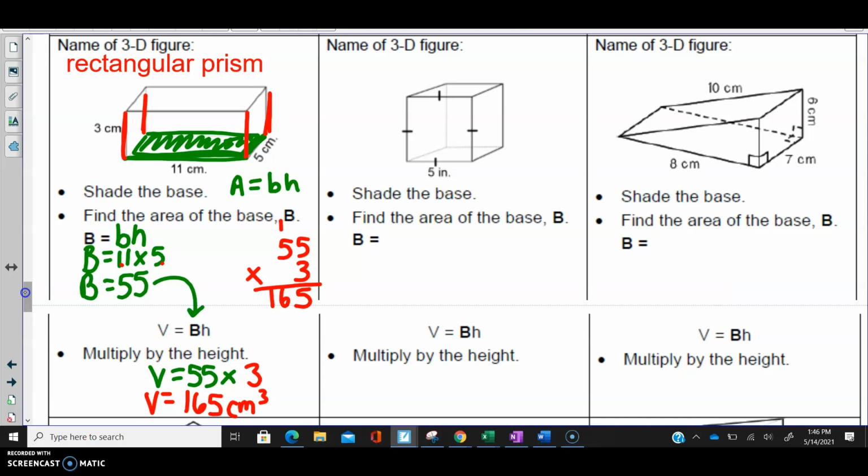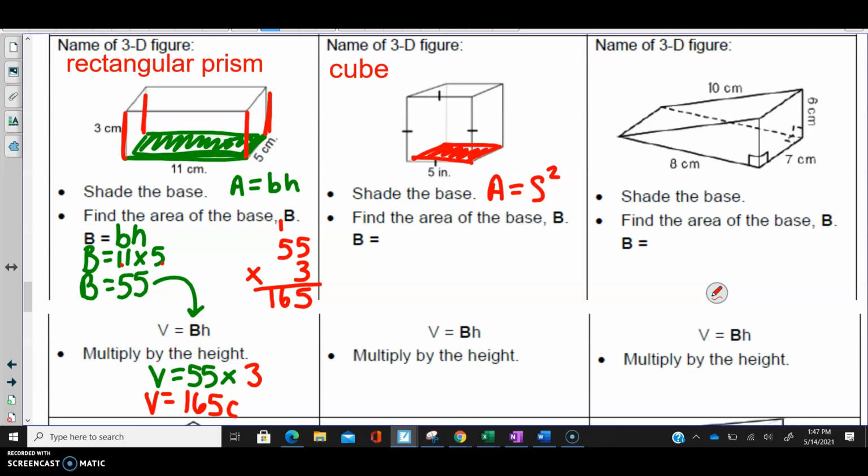Our next shape here, we have these little lines indicating that all of these edges are the same length. So this shape would be a cube. First, we're going to shade in the base. If it's a cube, we know all the faces of our cube are squares. So looking at our formula sheet, we have area equals S squared, which is the same as S times itself twice, or S times S.